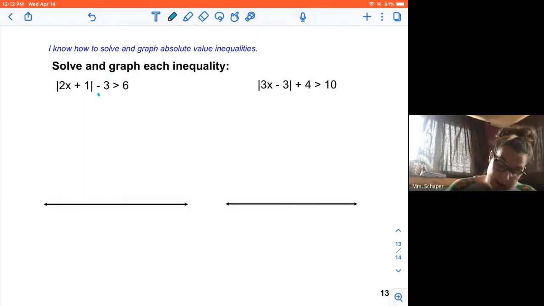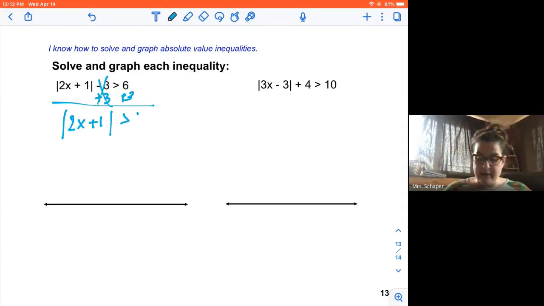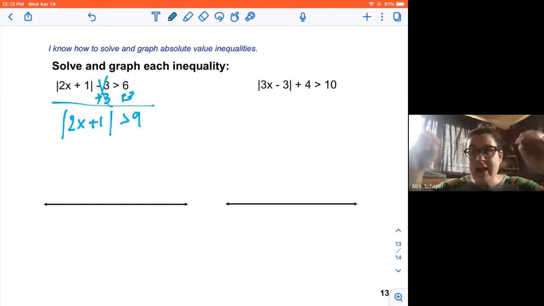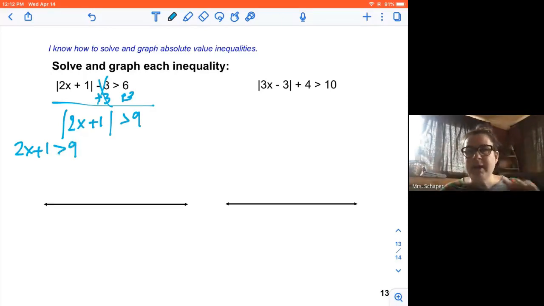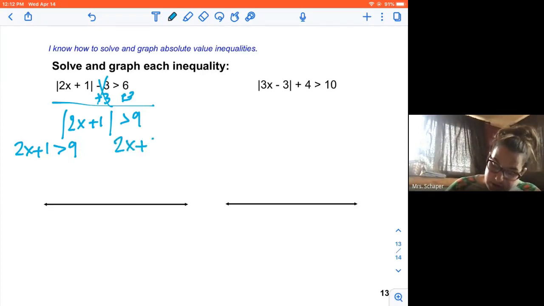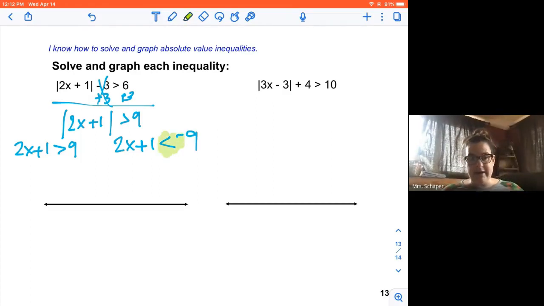So here we go. I'm going to add 3 to both sides. So the absolute value of 2x plus 1 is greater than 9. Now is when I divide it up into two separate ones. You have to have the absolute value symbol all by itself. I'm going to write it as 2x plus 1 is more than 9. I write the exact same problem except no absolute value bars. And then the second one is where I switch the sign and make it negative.